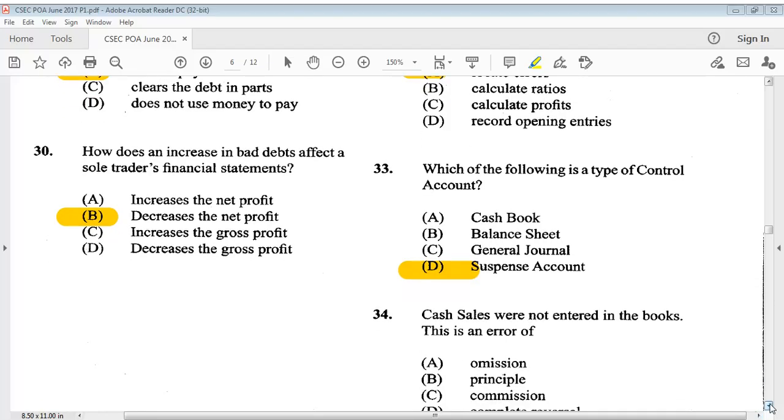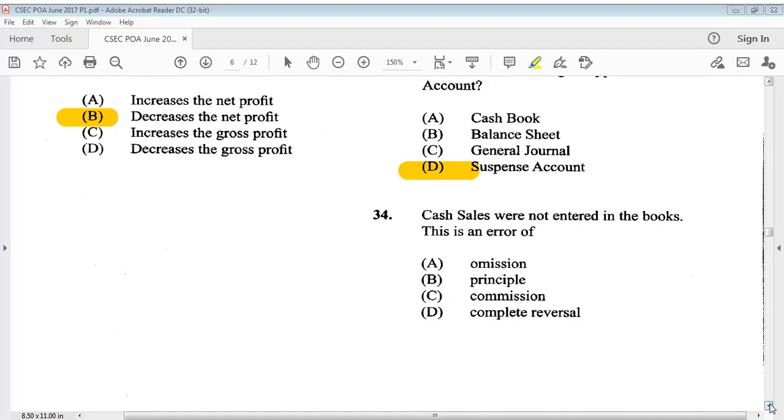34 says, cash sales were not entered in the books. There is an error of A, omission, B, principal, C, commission, or D, complete reversal. We know it is A. It is an error of omission. So there we have it. This is part 1 of the CSEC Principles of Accounts, May, June 2017, paper 1.